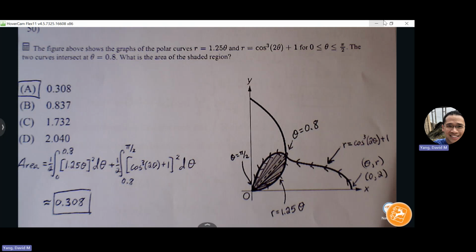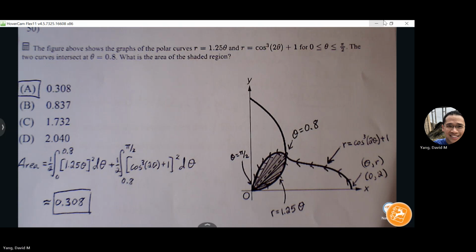So we have to be careful that when we accumulate our regions here, our bounds are adjusted accordingly. First off, the intersection is 0.8, so that's nice. From 0 to 0.8, we're definitely looking at this region here. But because this graph is moving the other way, after 0.8, it goes from 0.8 to pi over 2, which is where the other graph picks up.